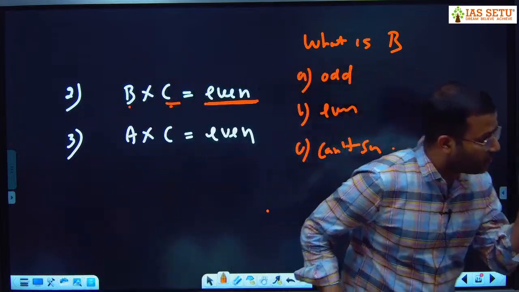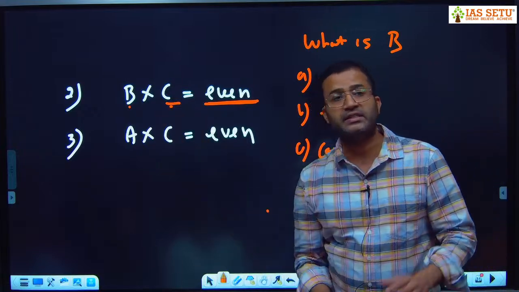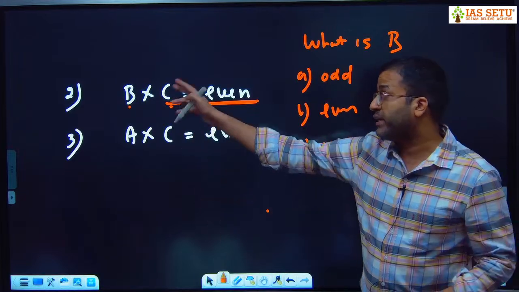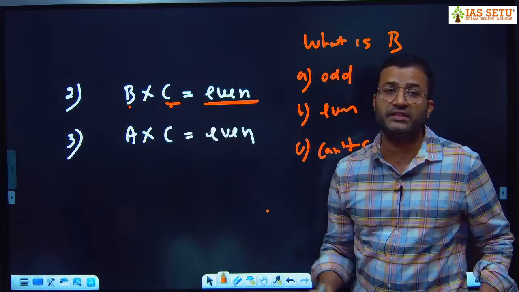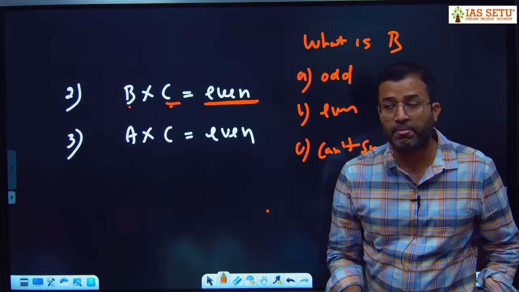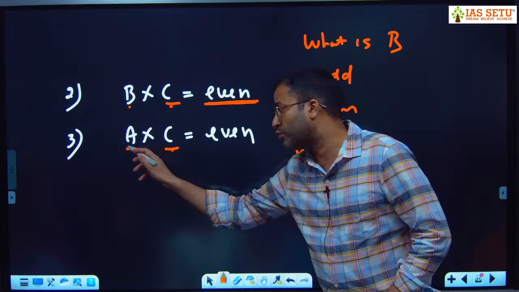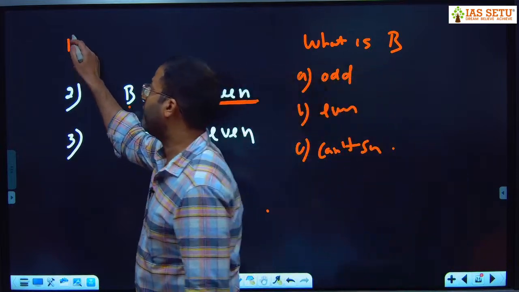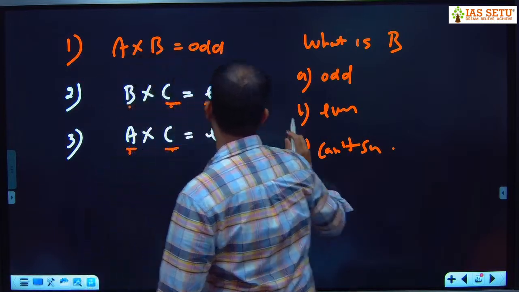If your final product is even, what we can conclude out of B and C is that at least one is even. But based on this statement, you can't say B is even or C is even. Who knows, both are smoking or one is. Even in the third statement, you can say C, or A, or both. But the moment we have the first statement, A into B is equal to odd, then we can conclude.